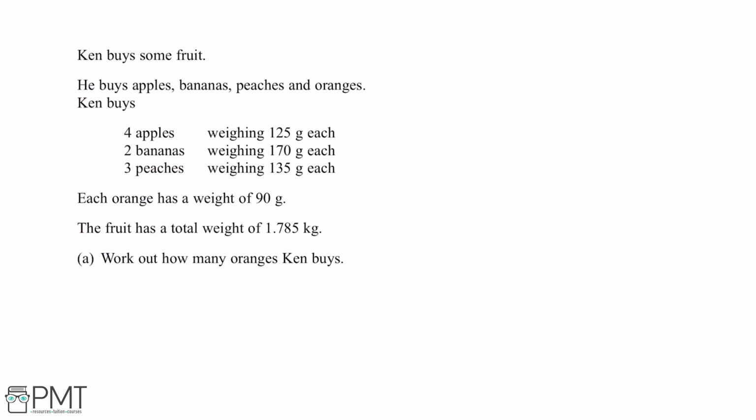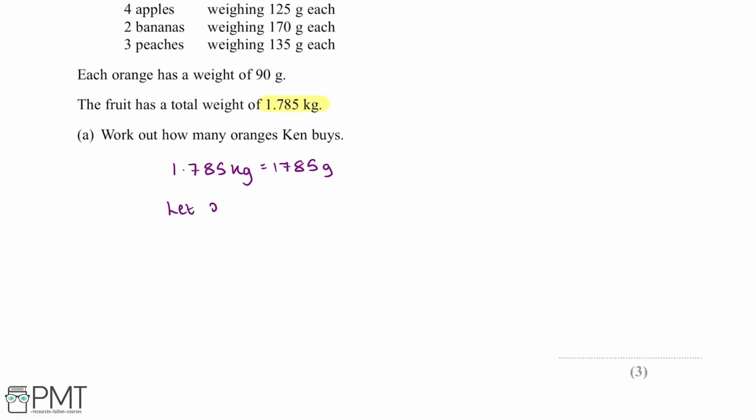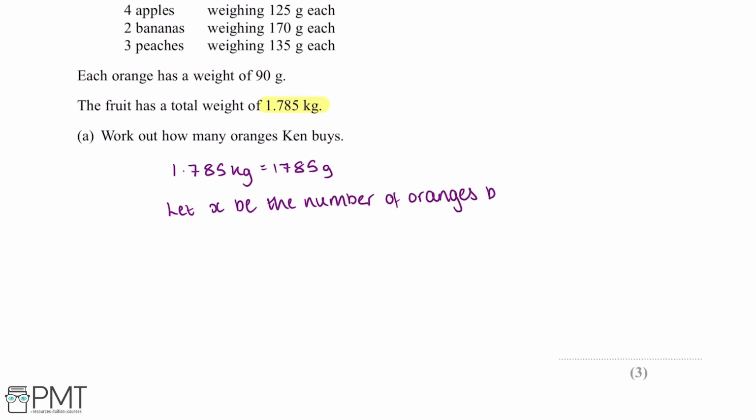So the first thing we can note down for this question is the fruit has a total weight of 1.785 kilograms. Now 1.785 kilograms is equal to 1,785 grams. Now because the rest of the weights are in grams, this will make the question easier to work out. So we can let x be the number of oranges bought, and we can use this to add up the total weight of the fruit.